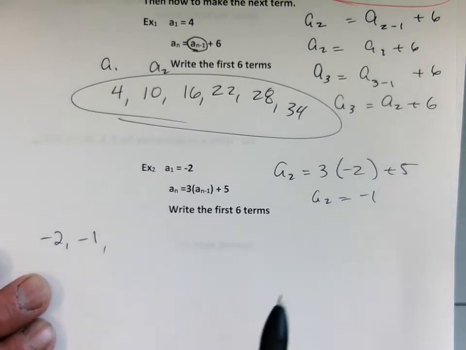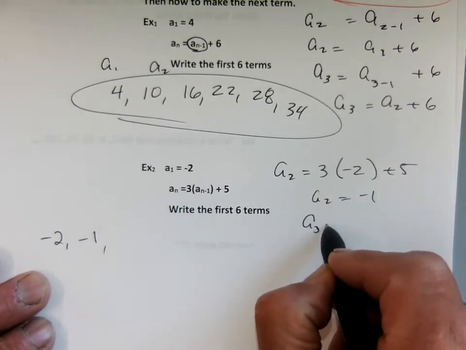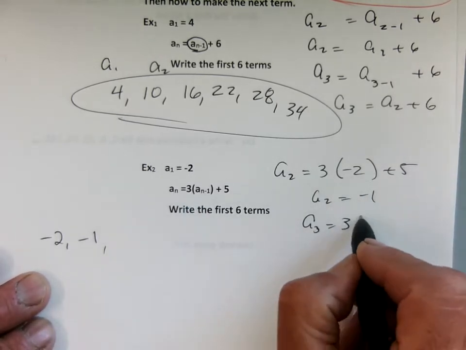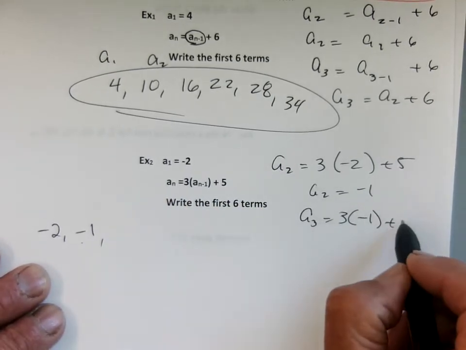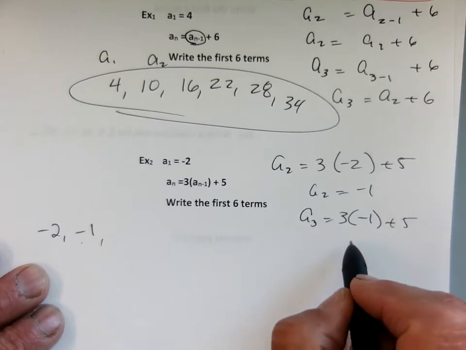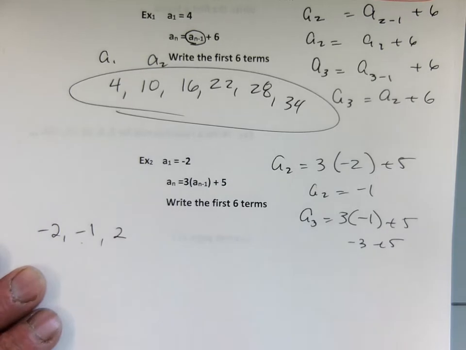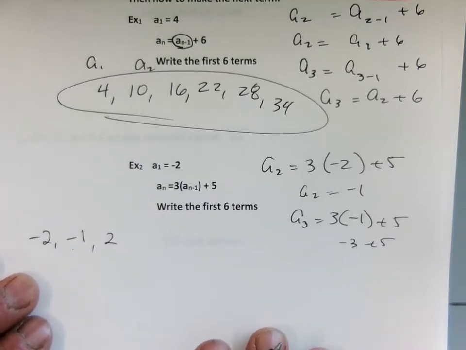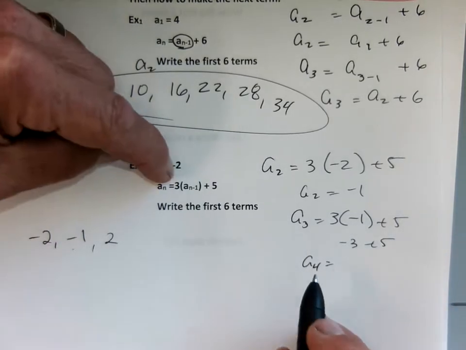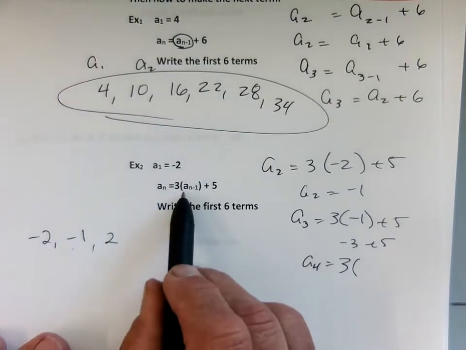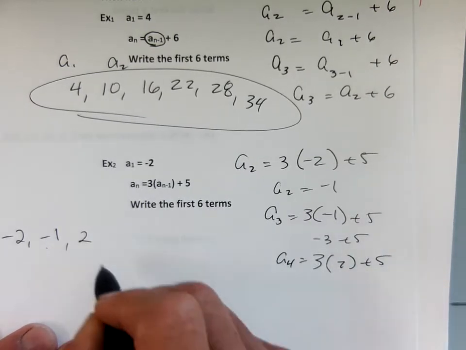Now, if I want to make the third term, A3, I'm going to take 3 times my previous term, which is negative 1, plus 5. So I get negative 3 plus 5, which makes 2. If I want to make the fourth term, I go 3 times my previous term, which is 2, plus 5, which is 11.